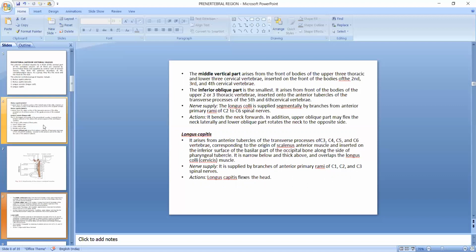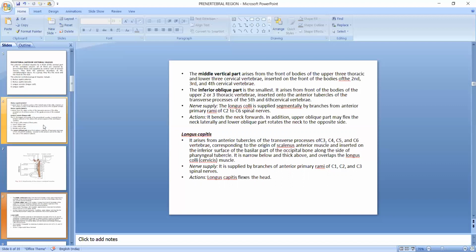Now nerve supply. The longus colli is supplied segmentally by branches from anterior primary rami of C2 to C6 spinal nerves. And action, it bends the neck forward. In addition, upper oblique part may flex the neck laterally and lower oblique part rotates the neck to the opposite side.